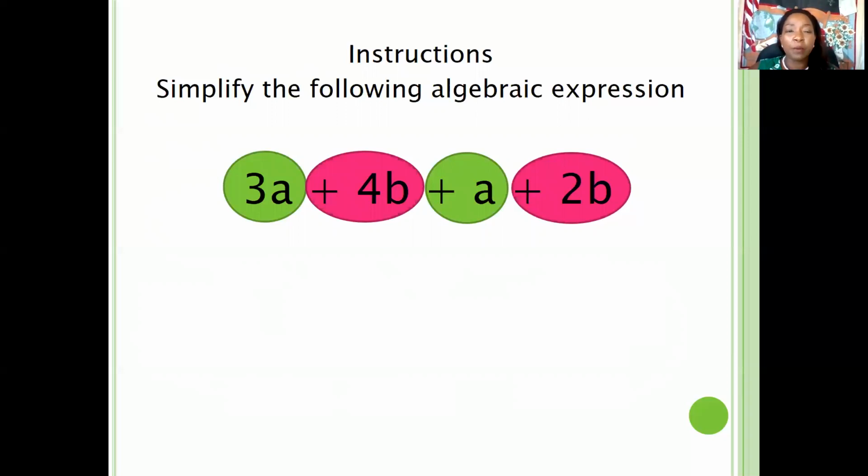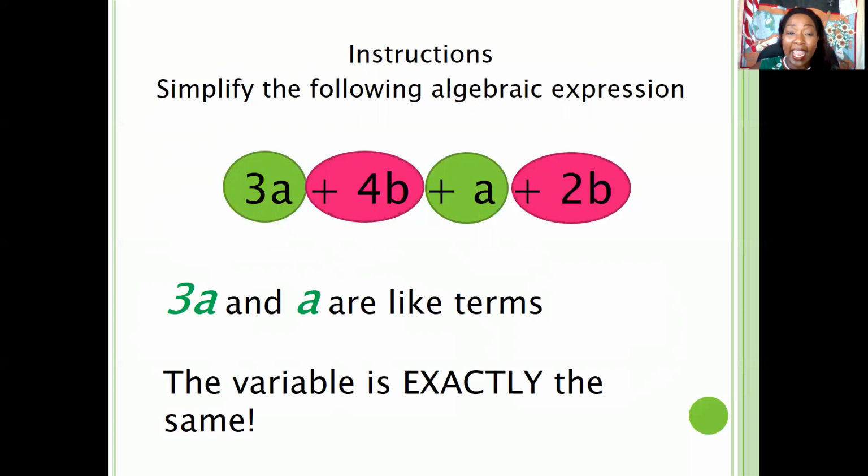The first thing I did was I separated this expression into terms. And when I separate it, I include the operation that's in front of it, because the operation is telling us what to do. This expression has 4 terms, 3a, 4b, a, and 2b. Again, please notice that I include the operation along with the term.